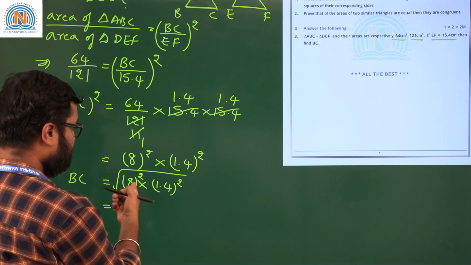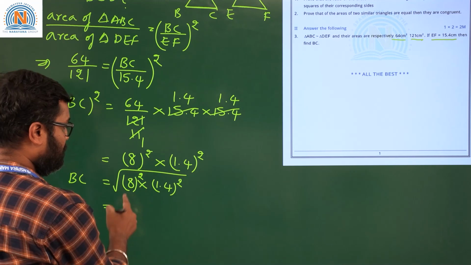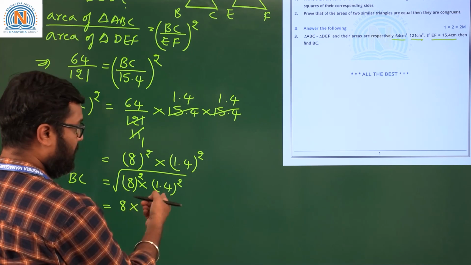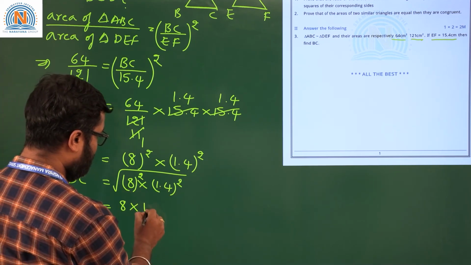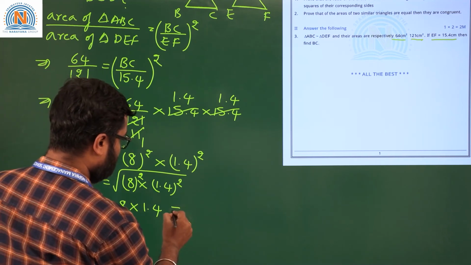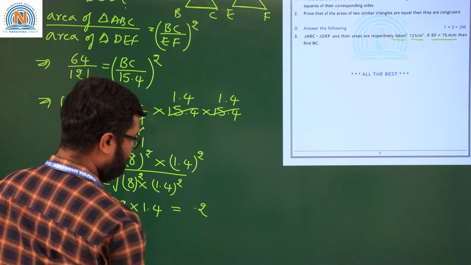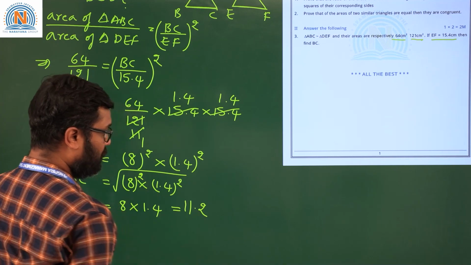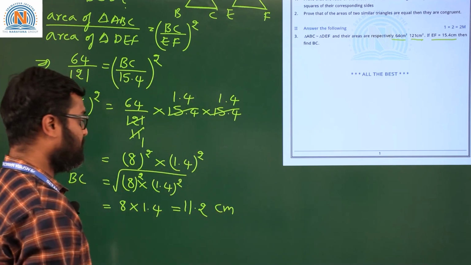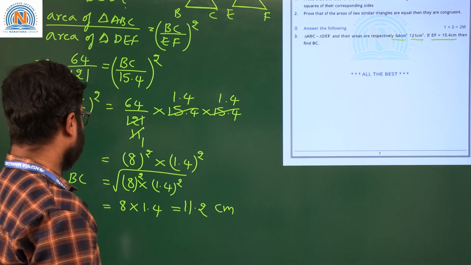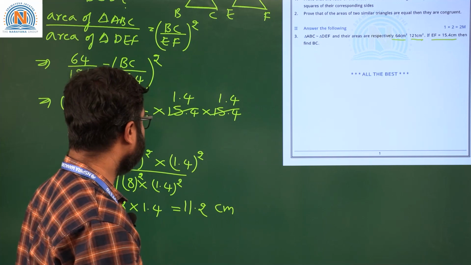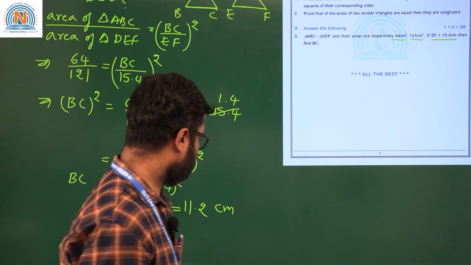Then here see, being this root, here 8 into 8, so 8 square is there, 8 will come out of the square root, that is 8 into, and 1.4 whole square is there, and 1.4 will come out. So that will be equal to 8 into 1.4, which is equal to what, children? 8 4s are 32, 8 1s are 8, so 11.2 centimeters. Units are very important. So BC is equal to 11.2 centimeters. So like this we can find the required side using that proof, isn't it?